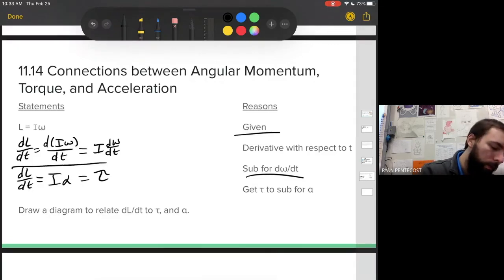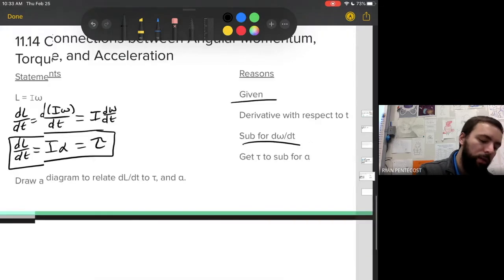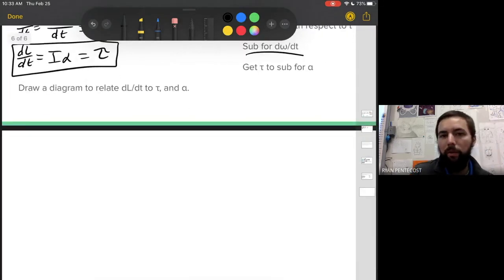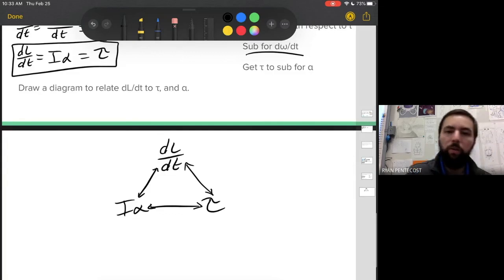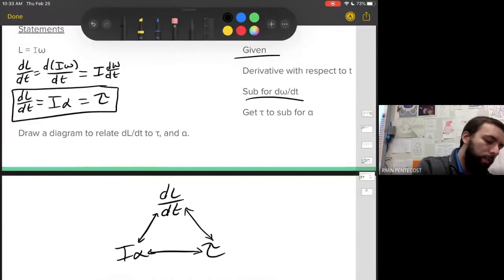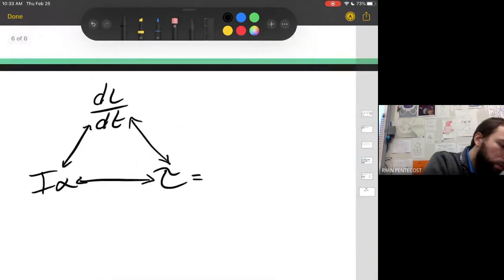Okay. This is our dL dt torque alpha, or the L torque alpha, LTA, however you want to say it. We call it a triangle or a circle. Okay, so you've got dL over dt, then you've got I alpha on this end, and then you've got torque on this end. And if you have one, you can directly solve for the other using their relationships that they have in common. Okay? So you got to keep in mind that torque also equals r cross F, and dL dt equals really the derivative of mvr over dt.